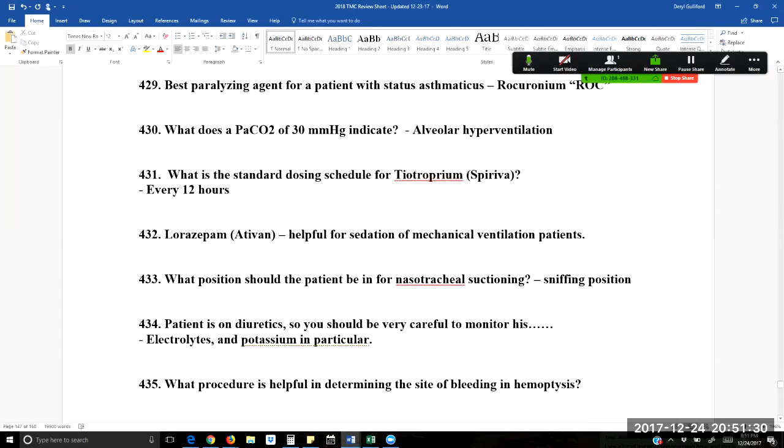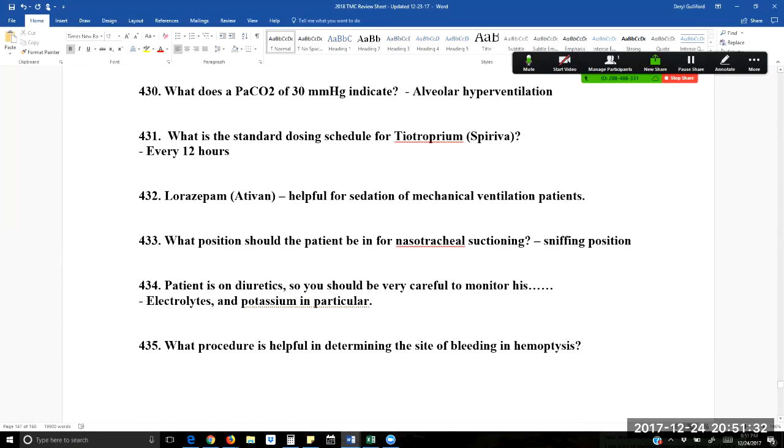How about the dosing schedule for Spiriva? We're seeing more and more patients on Spiriva, which is tiotropium. Well, the schedule is every 12 hours. Every 12 hours, just like Pulmicort. So it might help you to remember that both Pulmicort, which is budesonide, and Spiriva, which is tiotropium, are every 12 hours.